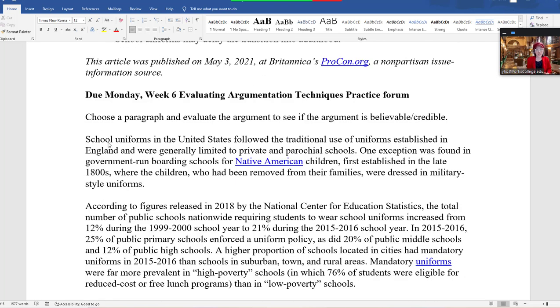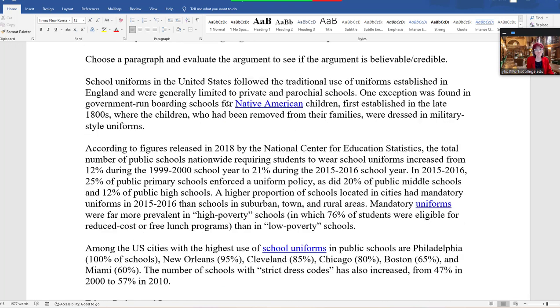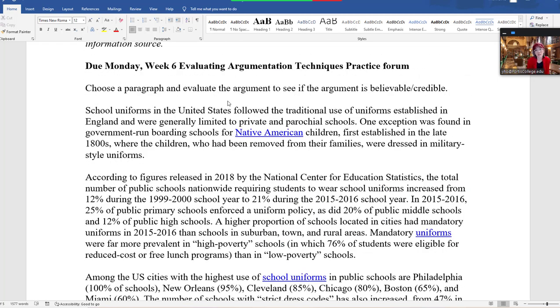So you're going to choose any paragraph. I just happened to choose the same thing as school uniforms. And then you're going to ascertain, is this argument credible or not credible? And how do we do that? Okay, so here I chose a paragraph. But then you're going to ask yourself, is this a believable paragraph or not? And so the main objective of the practice forum is to ascertain if that is a credible or not a credible paragraph.